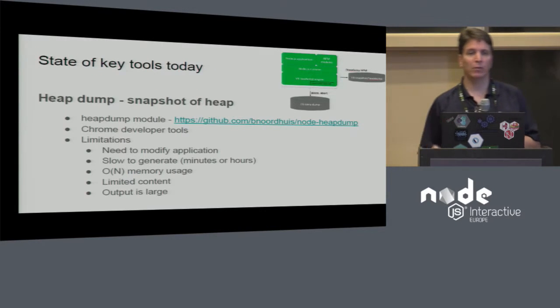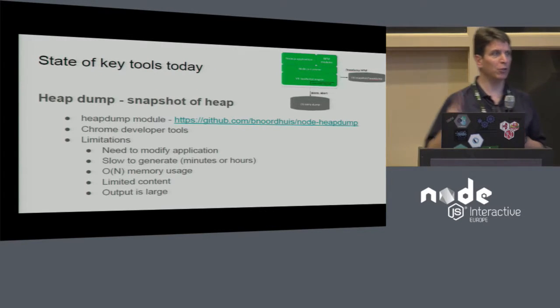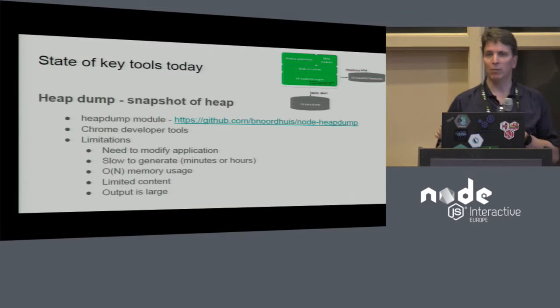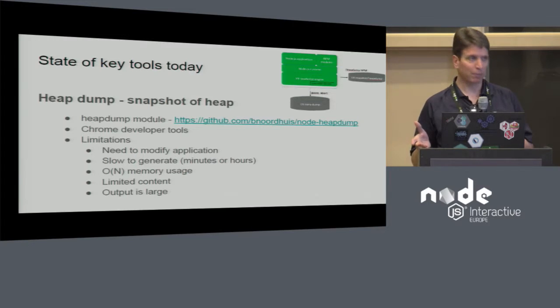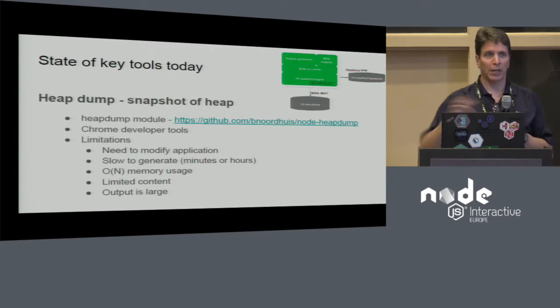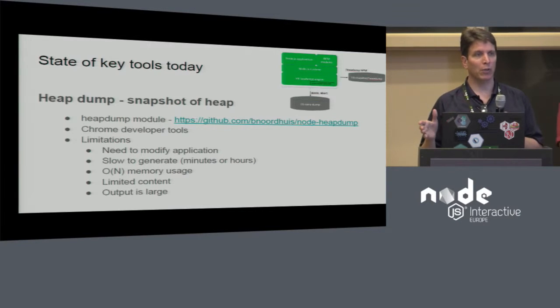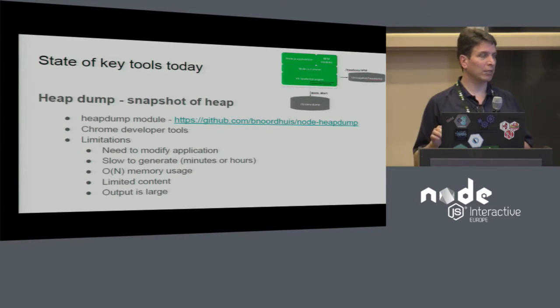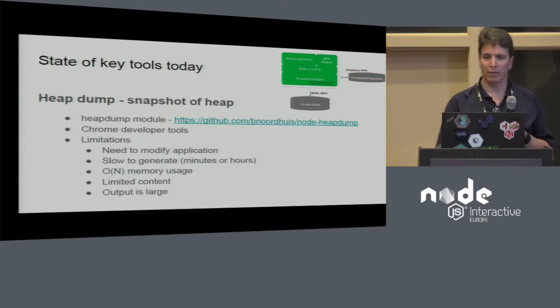Taking a look at the state of the tools today, there are really two key artifacts that people use for postmortem debugging. The first is a heap dump, which is a snapshot of your heap. In managed runtimes, of which Node is one, the memory that you use within your application is largely contained within that heap, and you can get a lot of information out by looking at the heap contents. Traditionally, that's done with the heapdump module, an NPM module made by Ben Noordhuis, which is the one that's most commonly used.